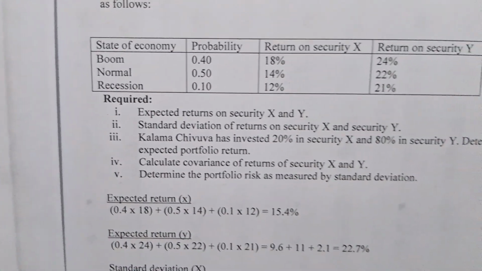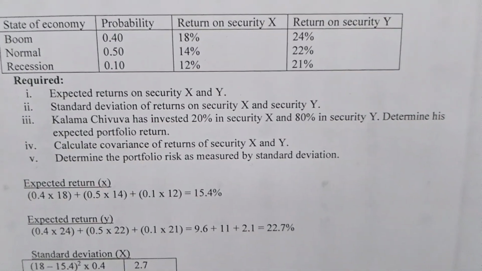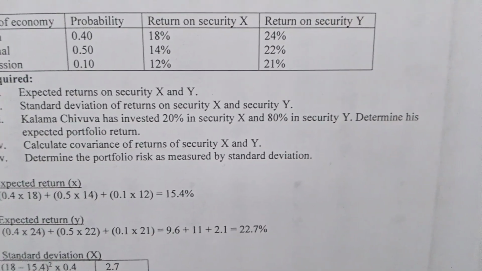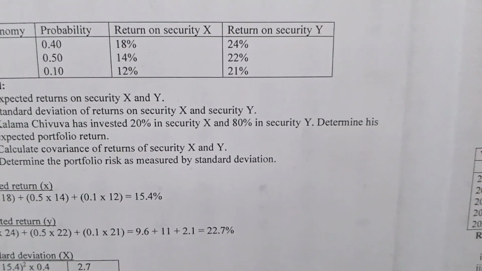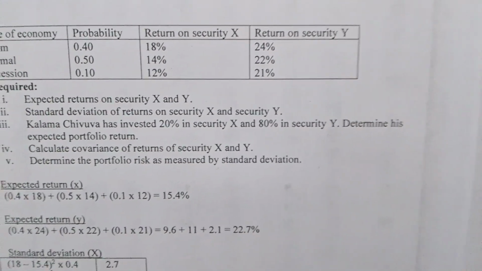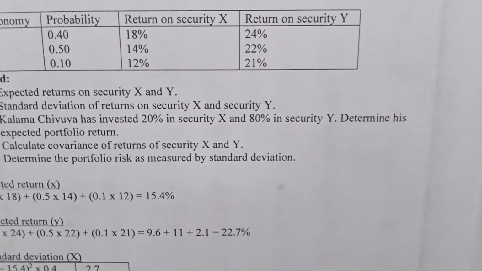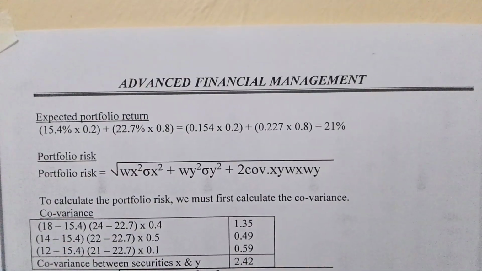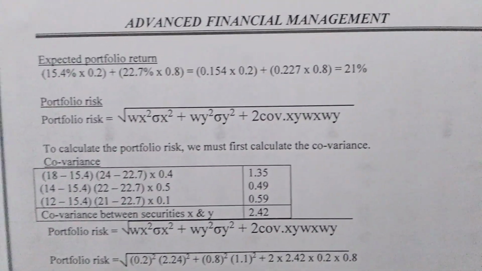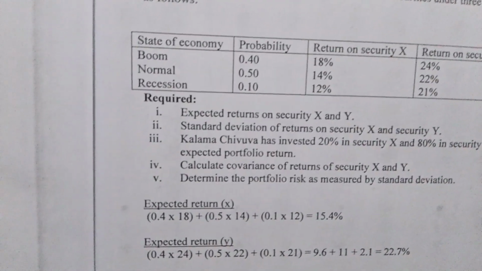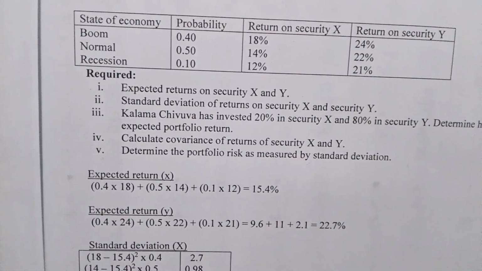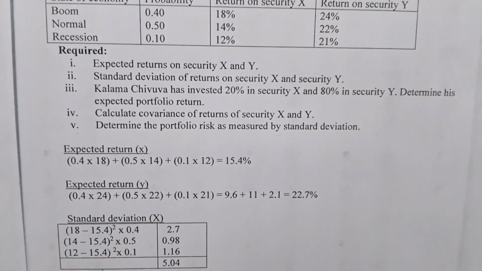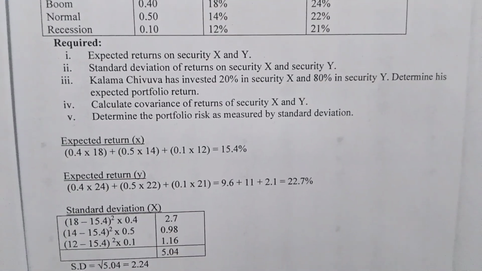Lastly, we have also another question here. We are told Kalama Chivuva has invested 20% in security X and 80% in security Y. Determine his expected portfolio return. So for the expected portfolio return, we have gotten 21%.